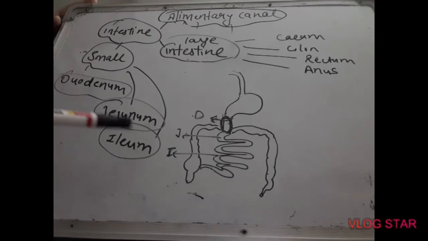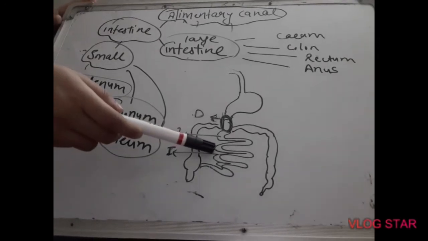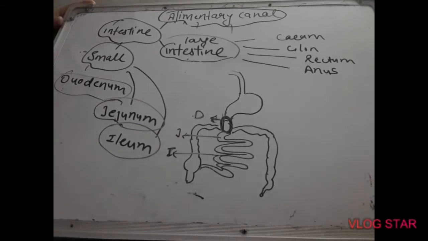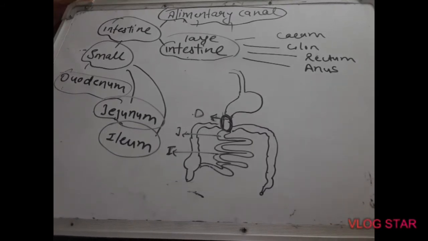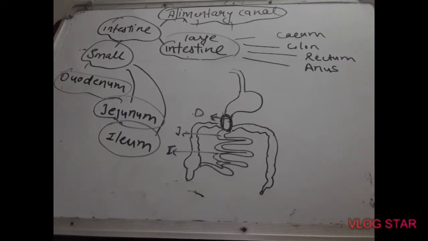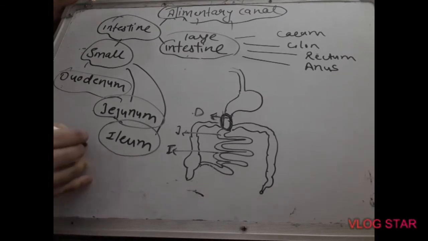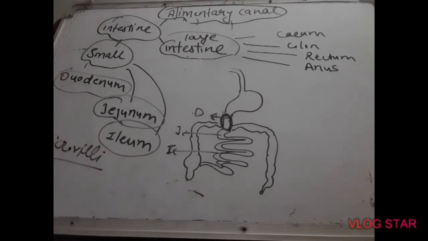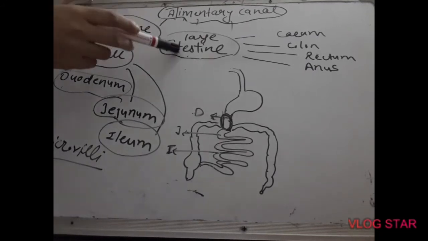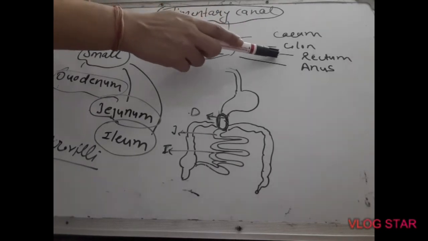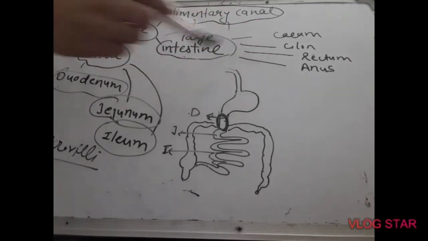Now the question arises, what special feature does the small intestine have to support the complete absorption of the food? The small intestine has small finger-like projections called microvilli. So these microvilli help in complete absorption of the food. Next are the parts of the large intestine. The large intestine has four parts: cecum, colon, rectum and anus.